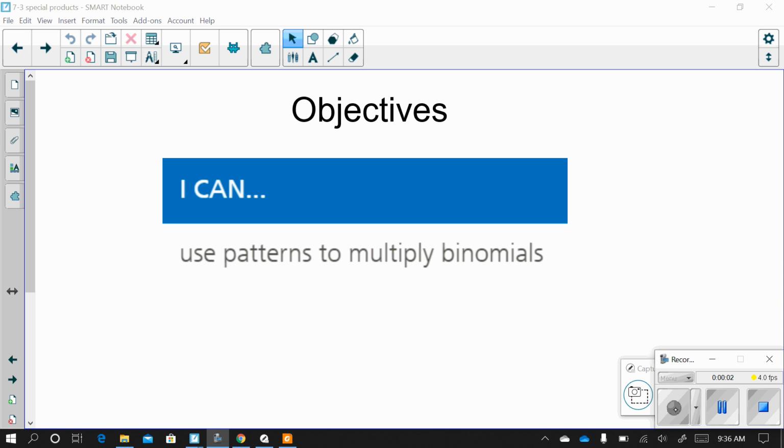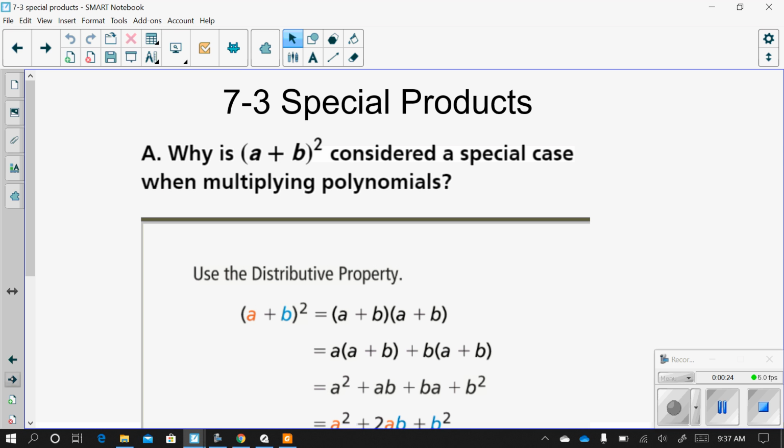Okay, hi guys. We are going to look at 7-3 today. Now, 7-3 is a little different. We're going to have patterns that you can use to help you with some of these. Or if you don't like the patterns, absolutely, we're just going to be able to FOIL like crazy today. So it's going to be your choice what we're going to do. The objectives are that you can use patterns to multiply binomials. So this is 7-3. It's called special products.